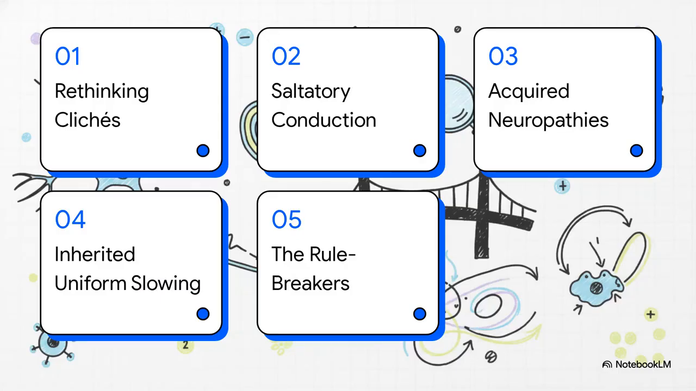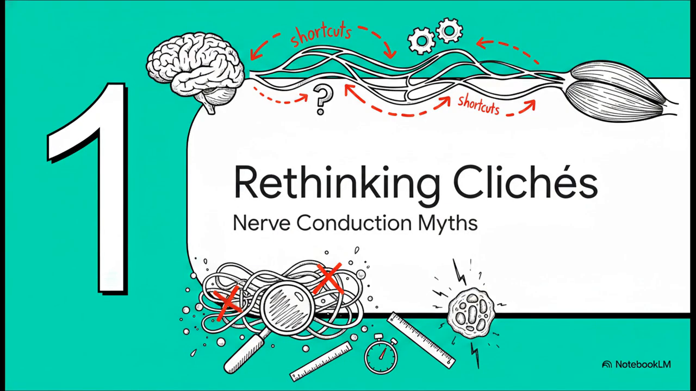We're going to start by rethinking some common clinical cliches. Then, we'll cover the basics of saltatory conduction, acquired neuropathies, inherited uniform slowing, and finally, we'll wrap up with the rule breakers. Okay, Section 1, Rethinking Nerve Conduction Cliches.